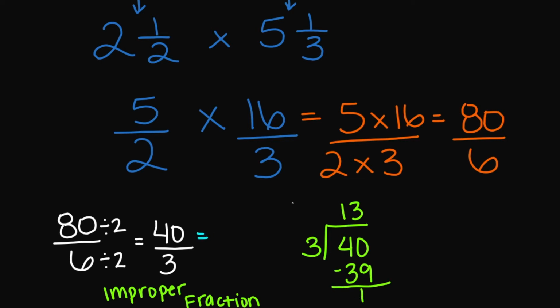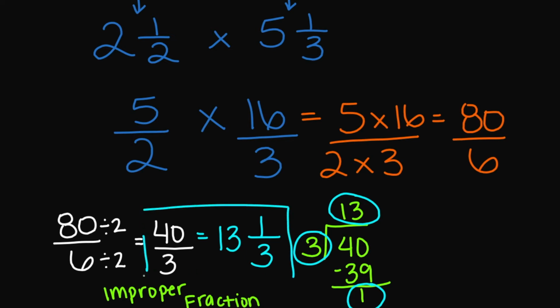So your mixed number is going to be 13. That's going to be your whole number. Your remainder is going to be your numerator. And then your divisor, that is going to be your denominator, and that's going to stay the same. And this is your final answer.